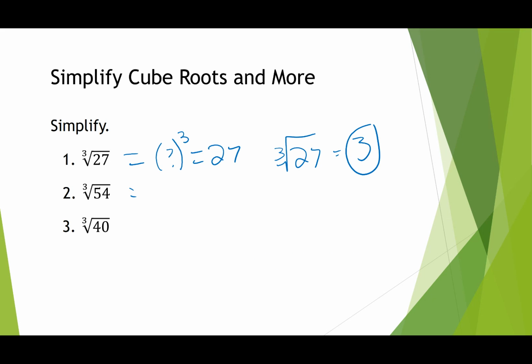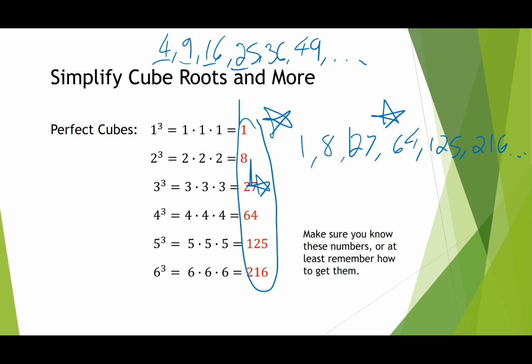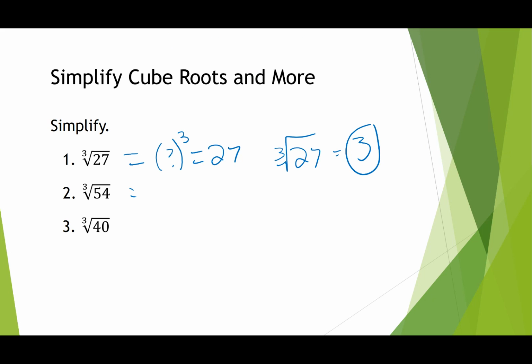Well, 54 is not a perfect cube, as you can see, it's not on this list here. But like simplifying square roots, we want to find what perfect cube goes into 54. And that answer is 27 goes into 54. This is the same thing as the cube root of 27 times 2. So just like our square roots, we can break this up. So we have cube root of 27 times cube root of 2.